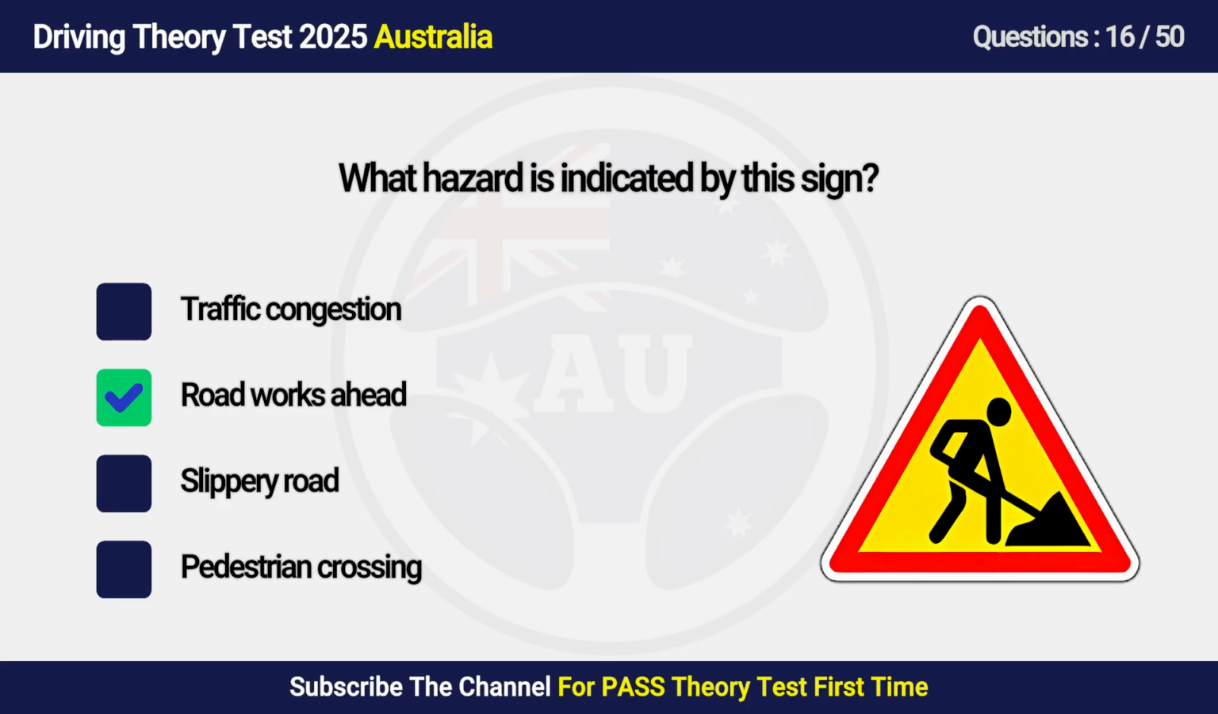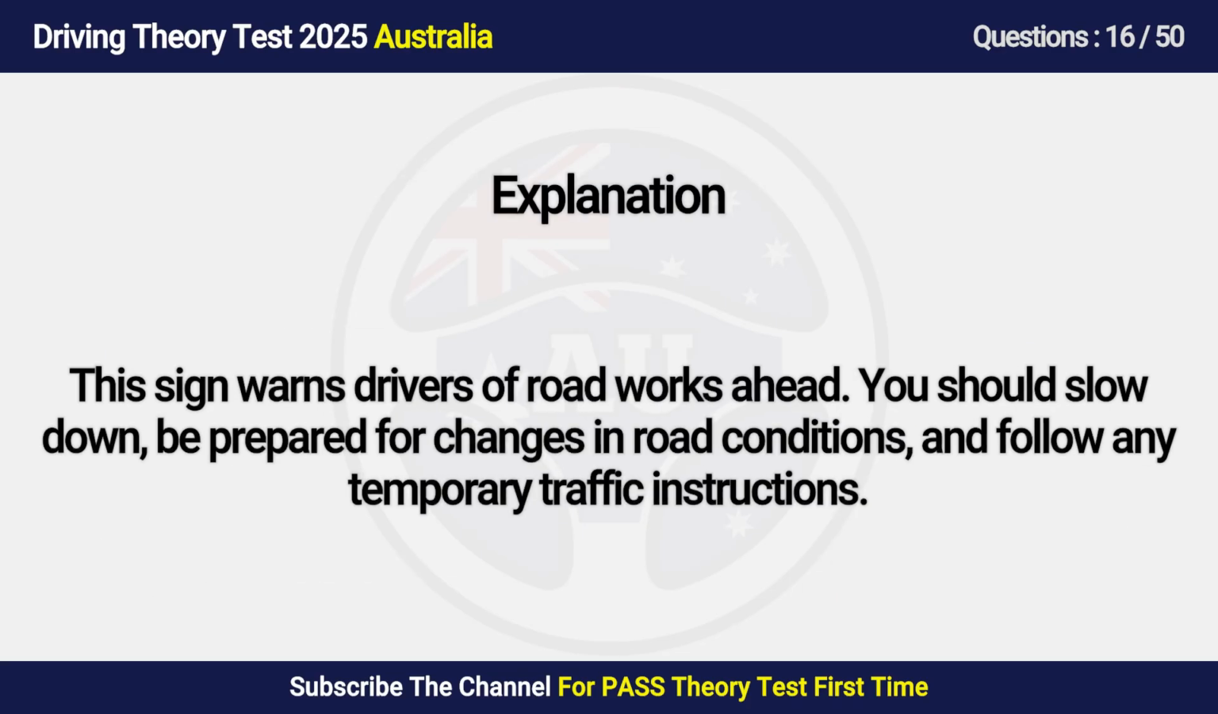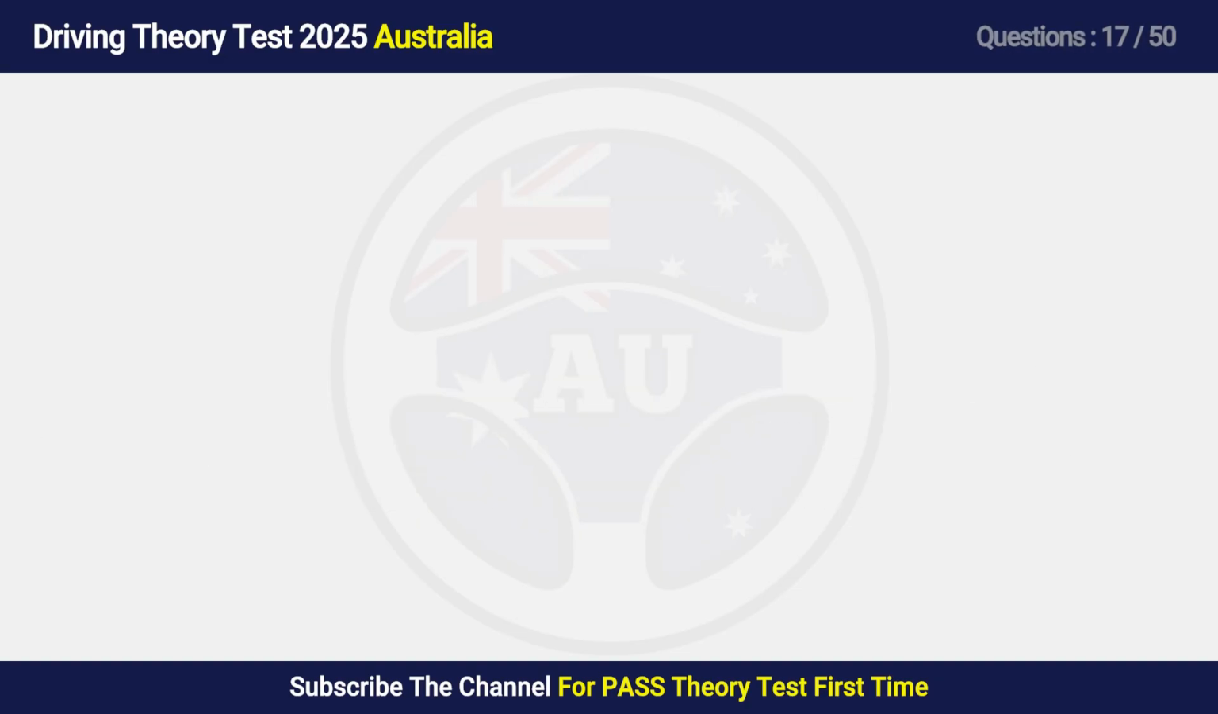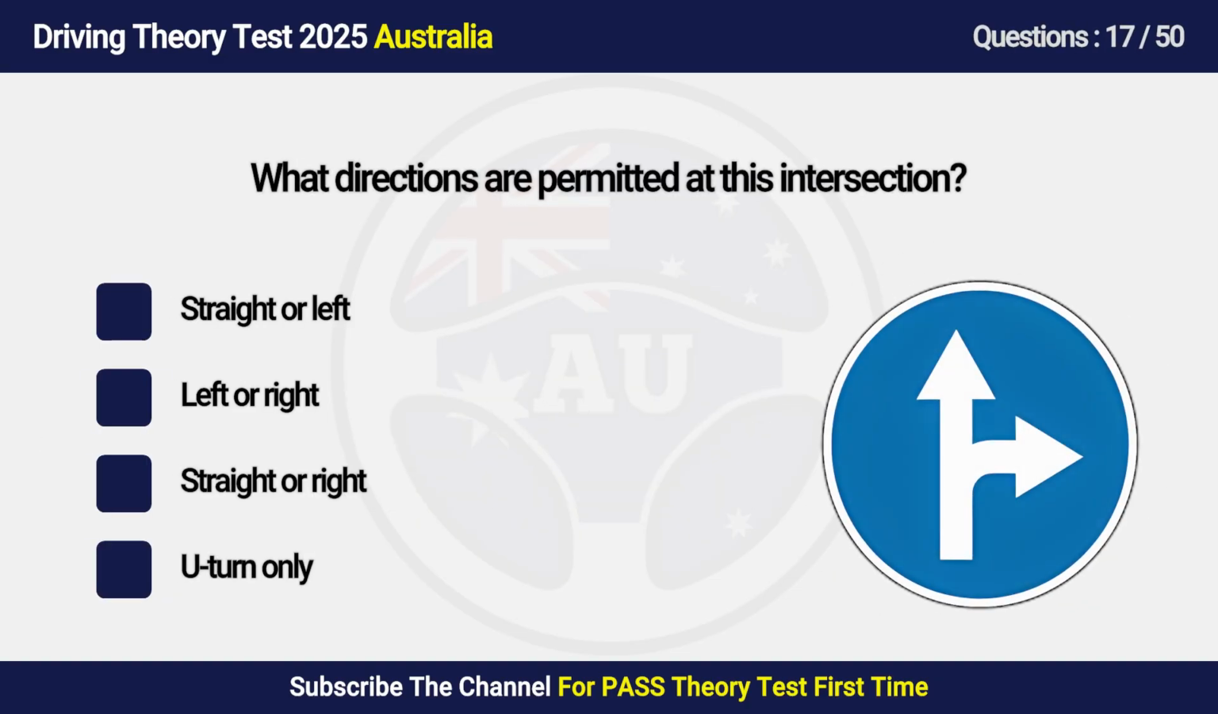Answer is B, roadworks ahead. This sign warns drivers of roadworks ahead. You should slow down, be prepared for changes in road conditions, and follow any temporary traffic instructions. Question 17. What directions are permitted at this intersection?